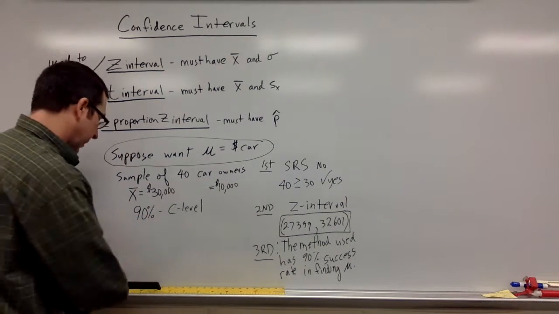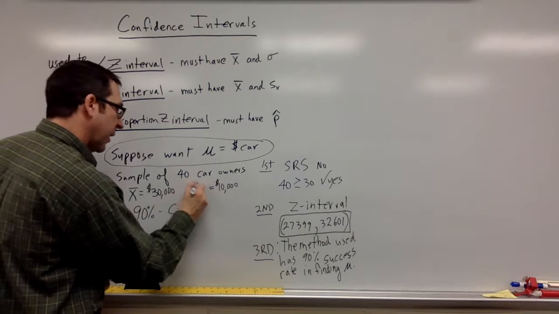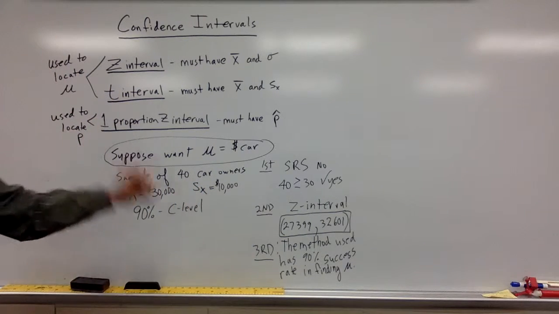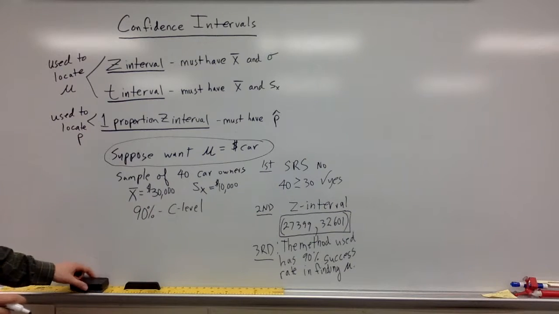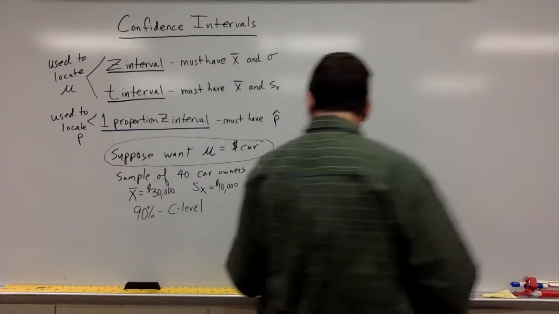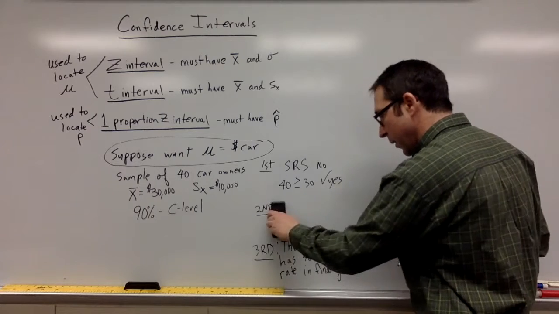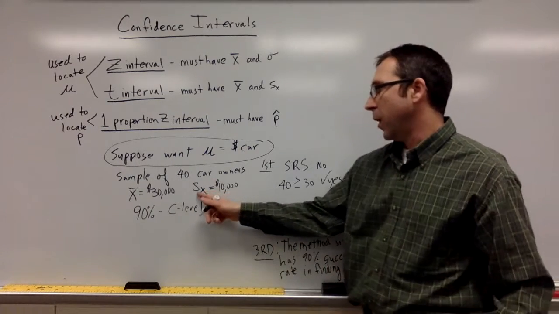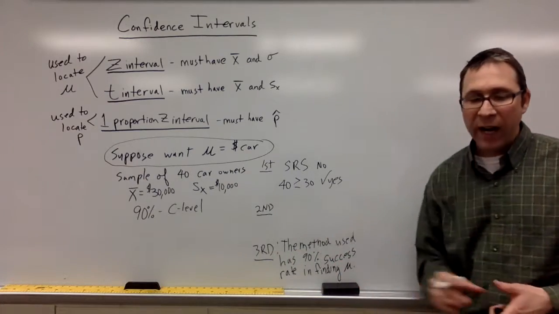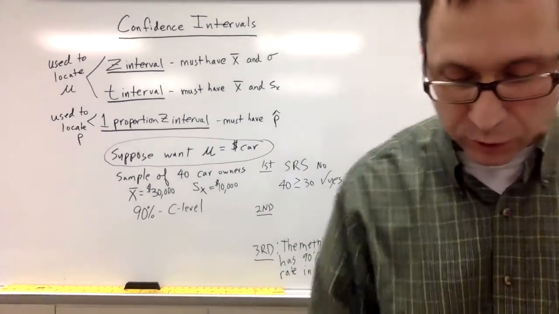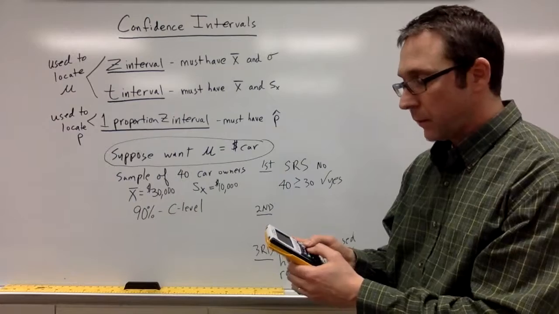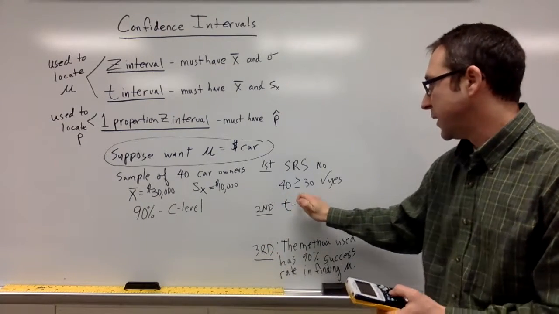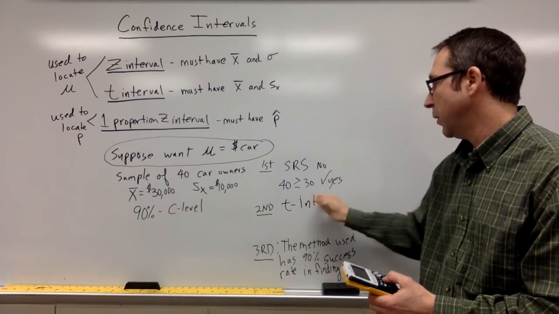I can change this question into the t interval very quickly by just making one small change. If I instead knew that it was the sample standard deviation as being $10,000, everything up here would be exactly the same except for the second step. Since our standard deviation is coming from the sample, it should widen our confidence interval just a little bit. So on the second step instead, it would be a t interval.